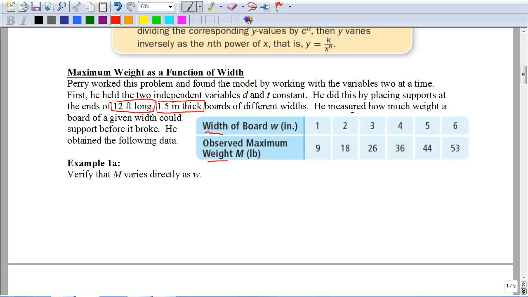The first thing you need to look for is an example of direct or inverse variation. You can clearly see that as the width of the board increases, the maximum weight the board can hold also increases, telling us that this is an example of direct variation. So I need to figure out then, is this in the general form y equals k times x to the first power, or y equals k times x squared. Now we don't use x and y in this situation. We're using w and m, so I'll make that adjustment here in a minute.